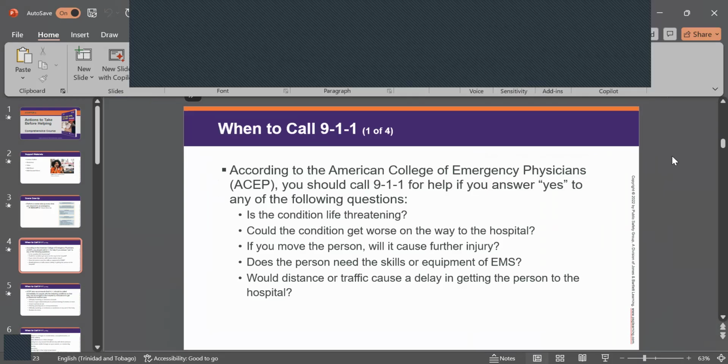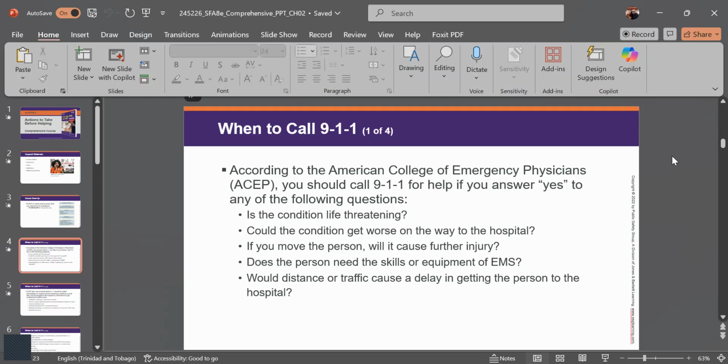So, when do we call the ambulance? Now, you would see on the screen here when to call 911. In Trinidad and Tobago, our number to access the ambulance service is actually 811. Does anybody know what happens if you call 911 in Trinidad? Then you just send the call back. They tell you to call 811.